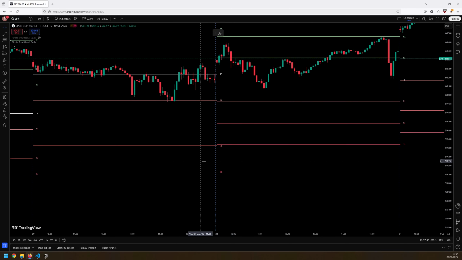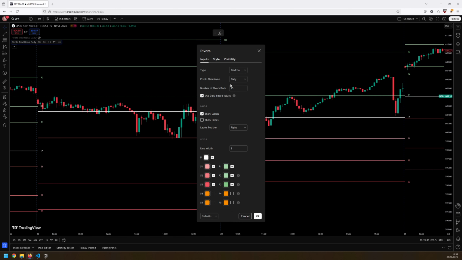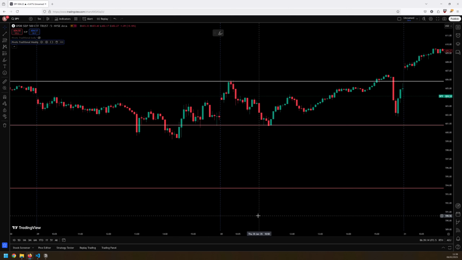And you can see that these pivots update every day because in my settings, I've chosen the daily time frame for my pivots. But you can choose something else. We can make it weekly, and that way it calculates the pivots based on previous week's prices, and then it uses those pivots throughout the rest of the next week. But for this strategy, I'm just going to stick with daily for the time being.